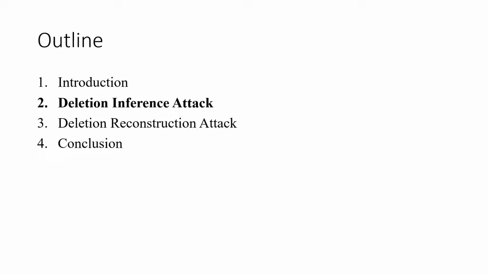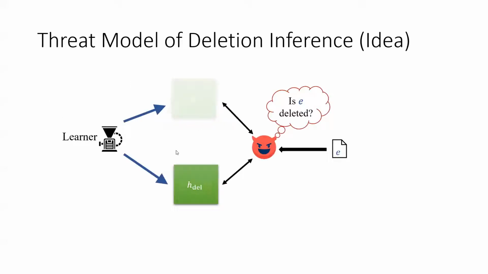Now we start with the deletion inference attack. The first threat model we introduce is deletion inference, which is inferring whether an example is deleted or not. Here in the slides, an adversary wonders whether an example in E is deleted. The adversary gets to query the model before deletion, and then query the new model after deletion. Note that the sequence of the queries is fixed, because after the deletion, the original model is not accessible anymore.